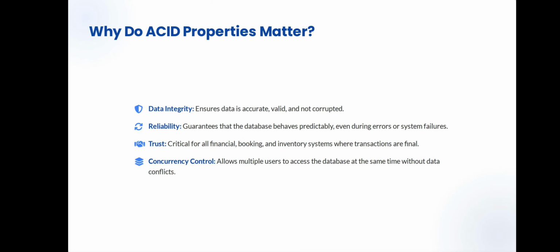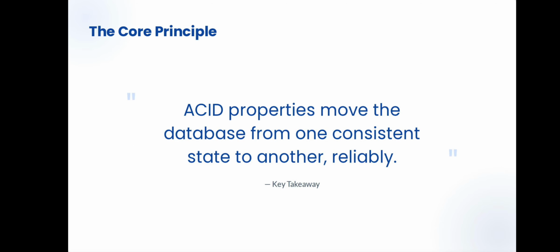Why do ACID properties matter? For data integrity, they ensure data is correct, accurate, valid, and not corrupted. Reliability means they guarantee that the database behaves predictably even during errors or system failures. Trust and concurrency control. The core principle of the ACID properties is that they move the database from one consistent state to another.